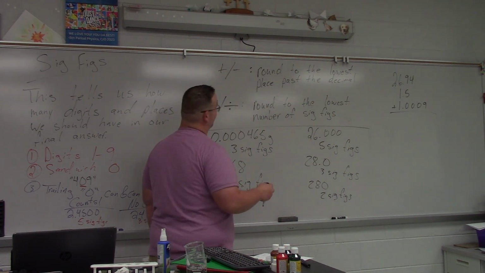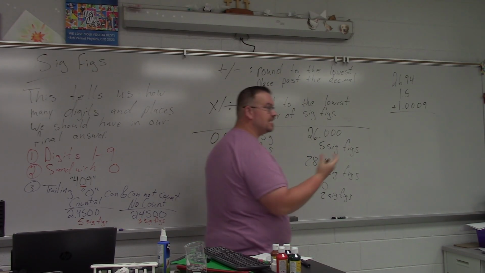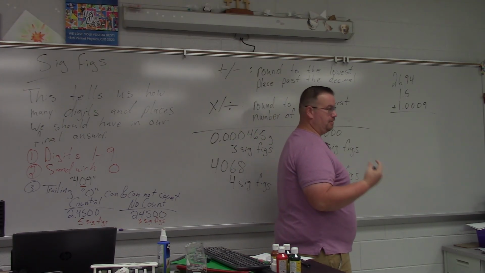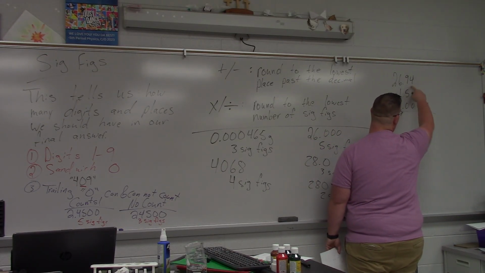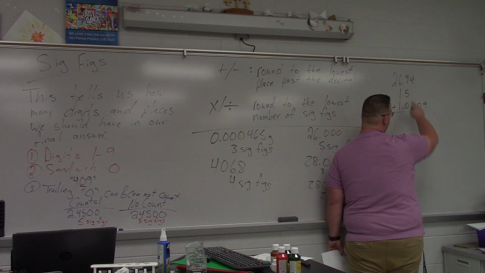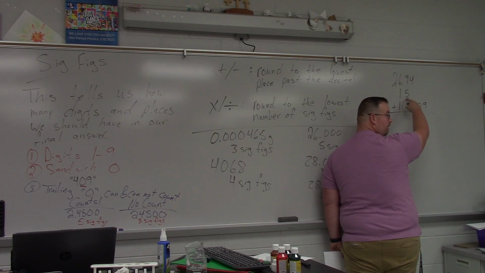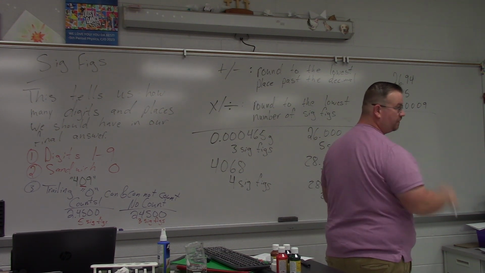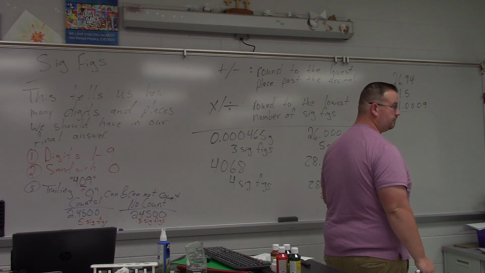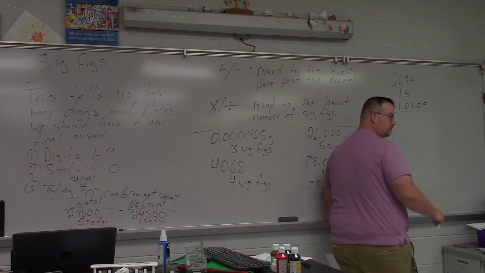We're adding. Since we're doing addition, we have to round to the lowest place past the decimal, meaning the smallest number of places past the decimal. In this case, I have 2 places past the decimal. Here I have 1. Here I have 4. So how many places past the decimal do I need to go? Just 1. Can you explain that? What's the lowest place past the decimal? The fewest past the decimal.